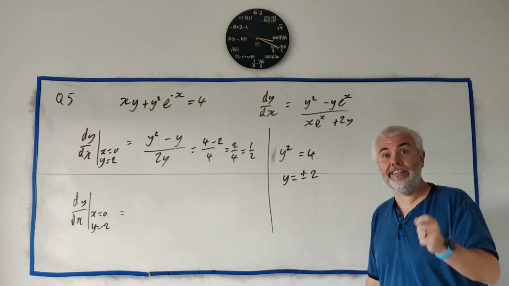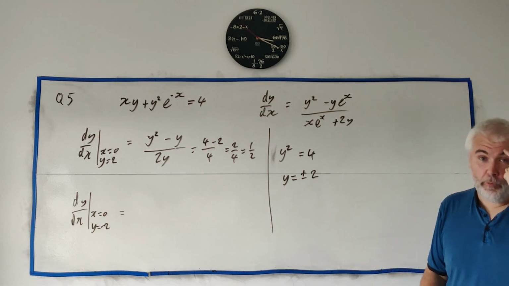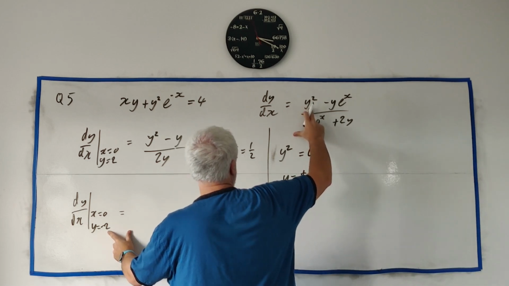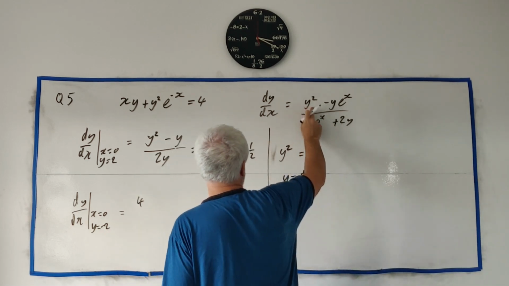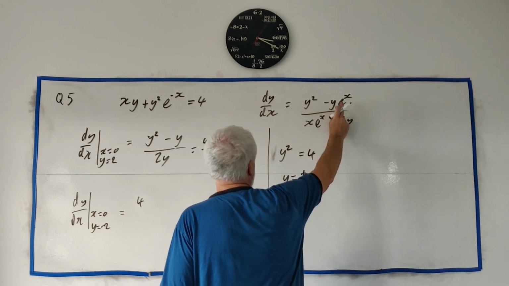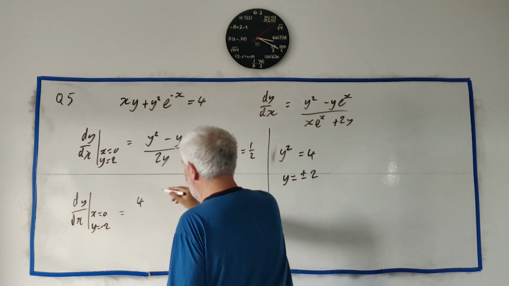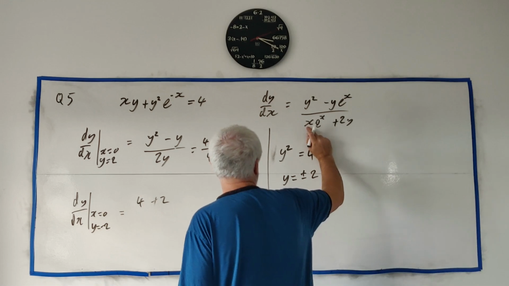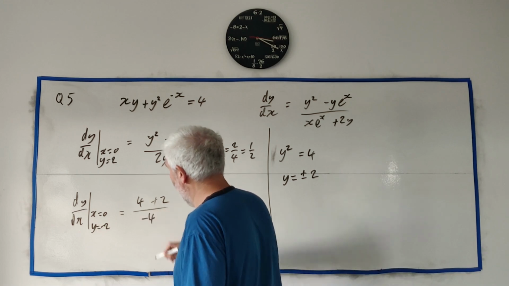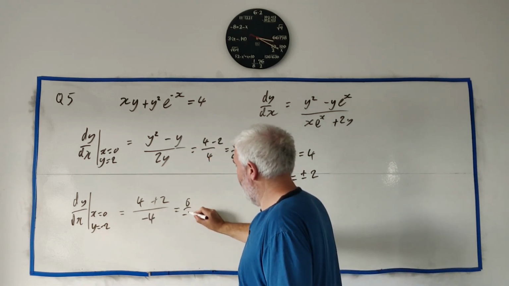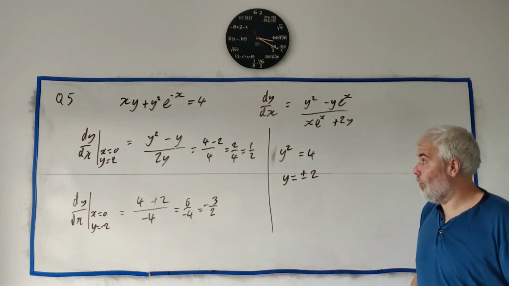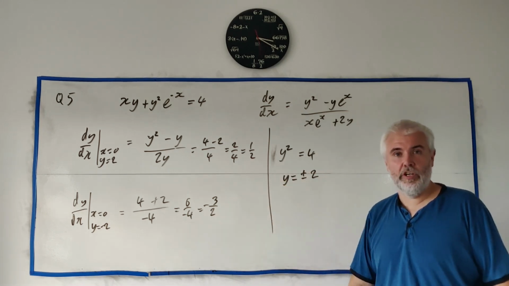They ask for gradients of tangents, so they want more than one answer. There's one of them. The other answer, let's do this straight from the start. Minus 2 goes in here, it would be 4. Minus 2 squared is 4. Minus minus 2, that's plus 2. E to the power 0, that's 1. So plus 2. Bottom row, we get 0 times anything, it's gone. And then 2 times minus 2, that's minus 4. This is equal to 6 over minus 4, which is the same as minus 3 over 2. There are your two answers. The gradient's either a half or minus 3 over 2.